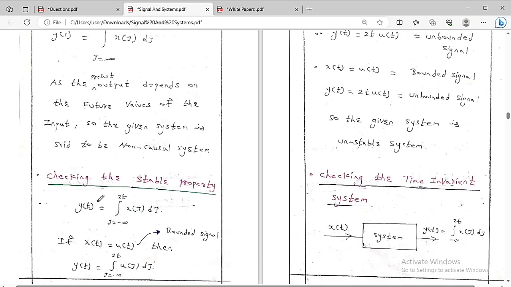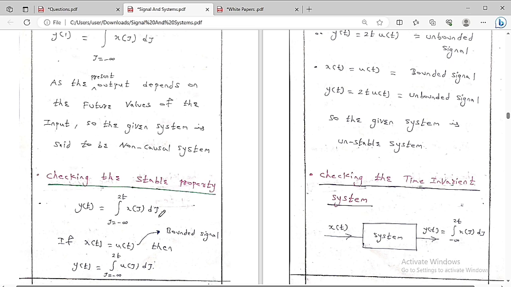So now we are going to check the stability property, whether the given system is stable or not. What is the input-output relation for the given system? y of t is equal to the integration from tau equal to minus infinity to 2t of x of tau d tau. As I already told, we apply BIBO stability: for every bounded input, if we get a bounded output, then we can say the given system is stable.